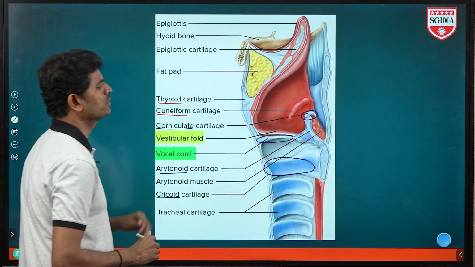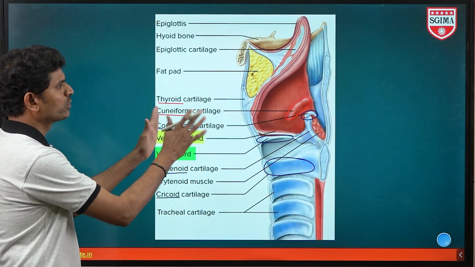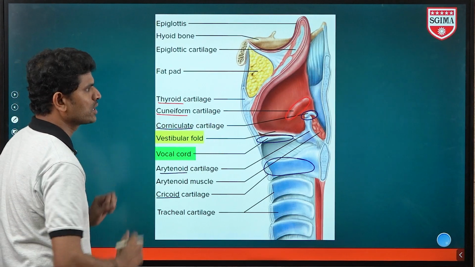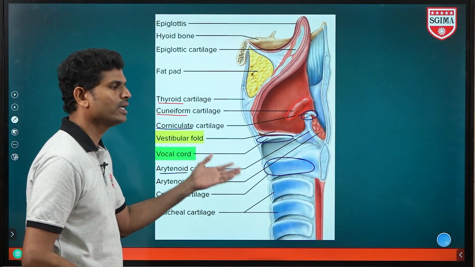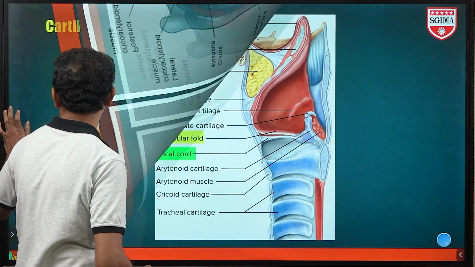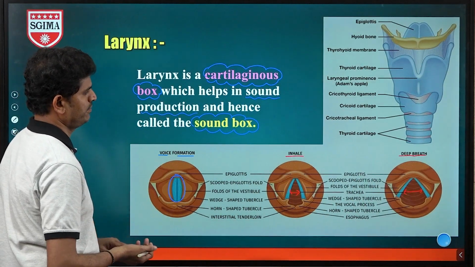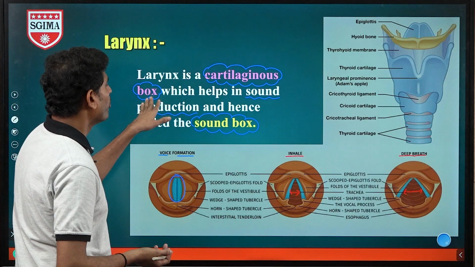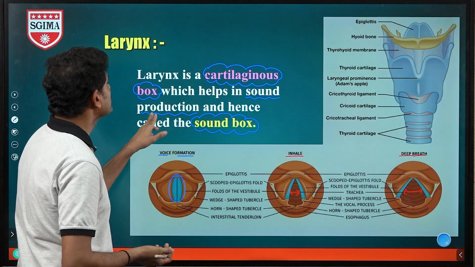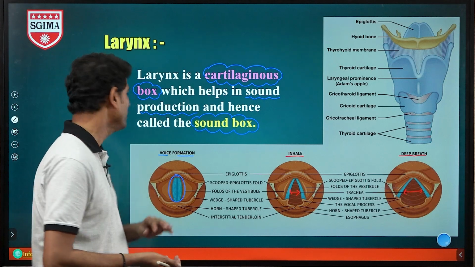So these are the cartilages which form a totally cartilaginous box-like structure which helps in the production of sound, इसलिए उसको बोलते sound box. So larynx is a cartilaginous box which helps in the sound production and hence called sound box. Okay. Yes.